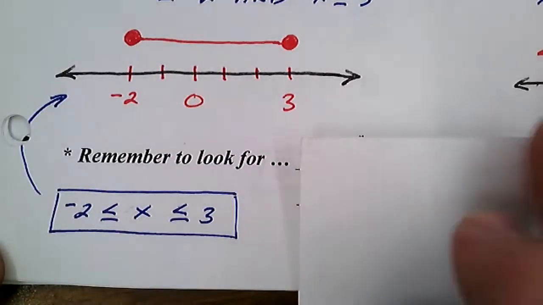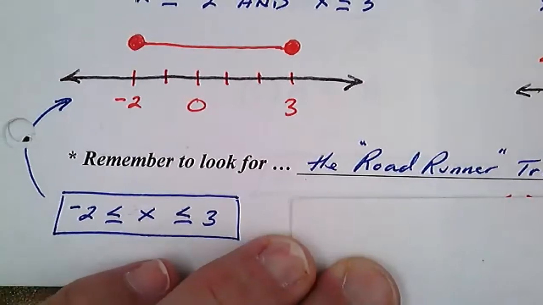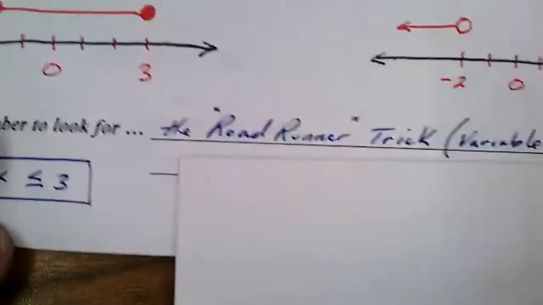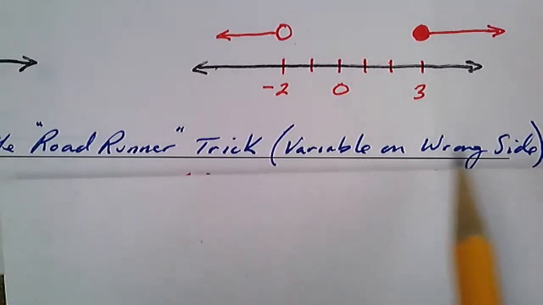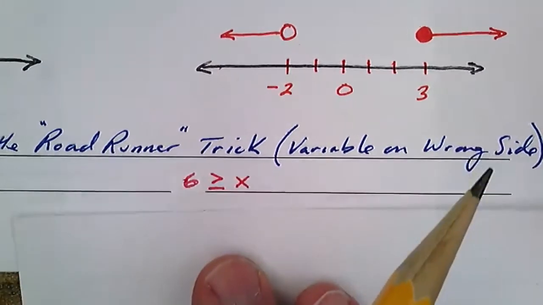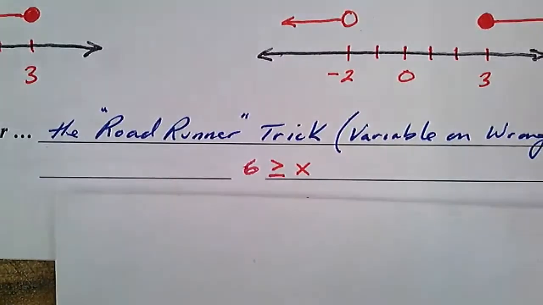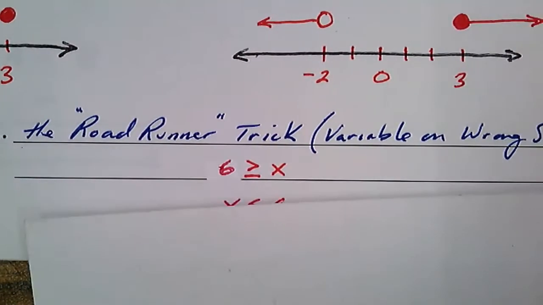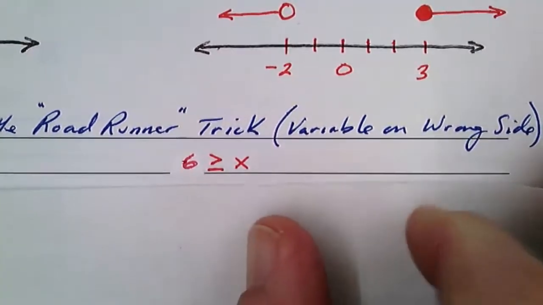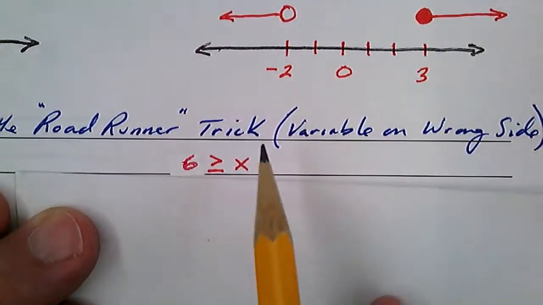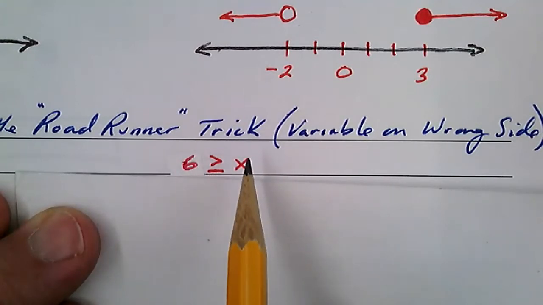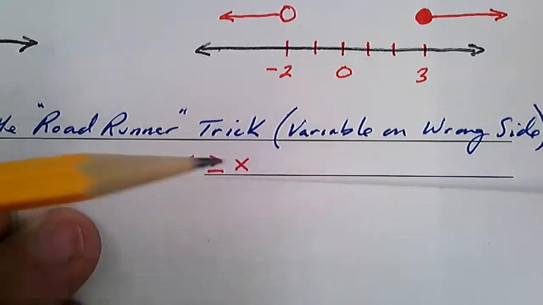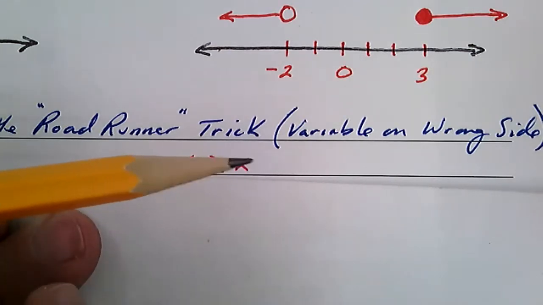Remember to look for the Roadrunner trick. Remember the Roadrunner trick that we talked about. That's when the variable is on the wrong side, right? So for example, if the variable's over here, that Roadrunner came by, he's trying to trick you, right? He flipped the sign the wrong way. So we do not want to draw our graph going that way. It's pointing the wrong direction.